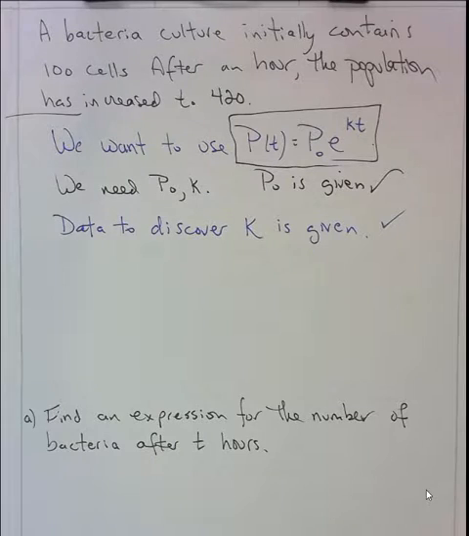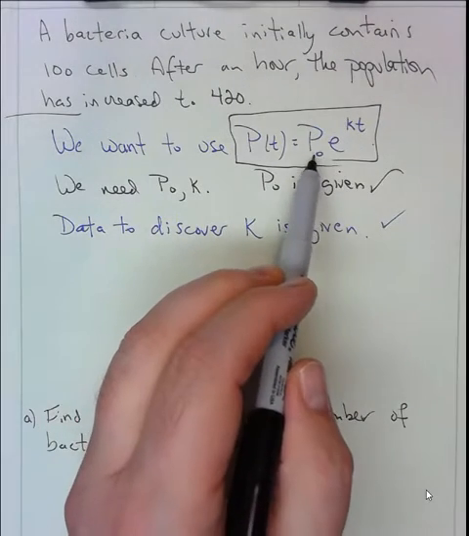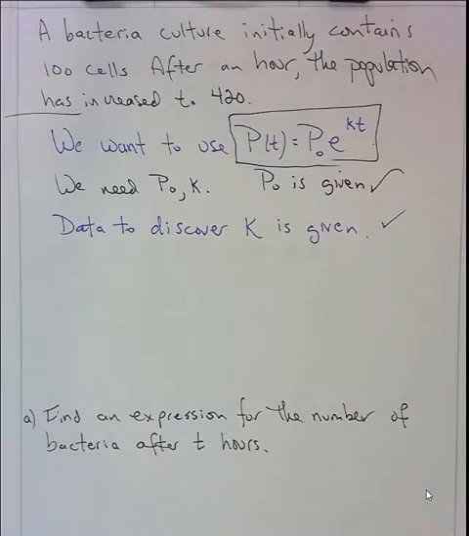We need the magic numbers P0 and K in order to make this equation work and produce new results. We are given P0, that's the initial population of 100. We need to know K. K isn't given. We're not told, hey, the growth rate is this. But this extra data point that we have allows us to back it out. So we're not given K directly, but we're given data to discover K.